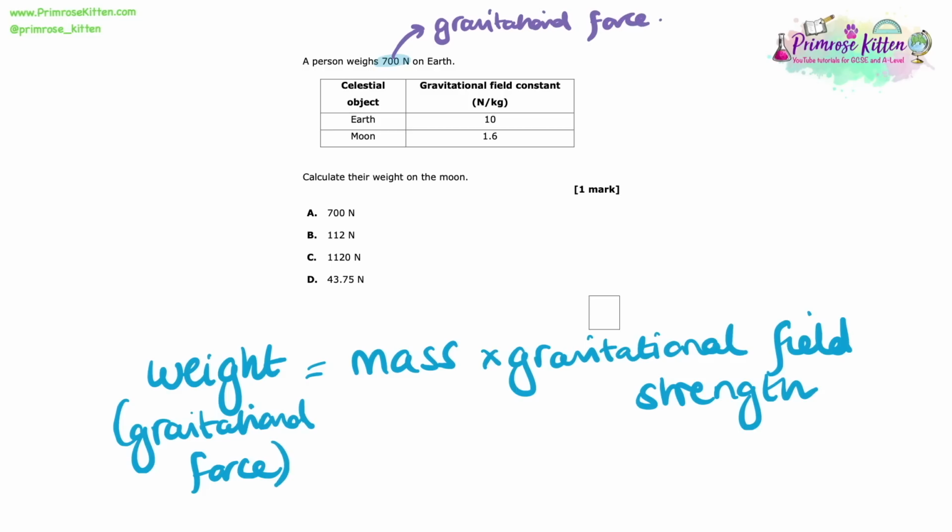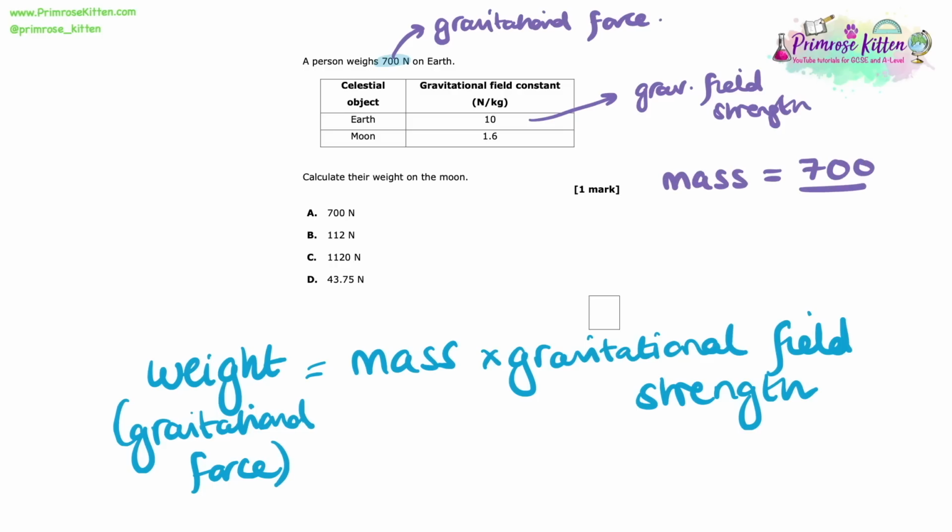We also know the gravitational field strength is equal to 10 on Earth. So that means that we've got enough information to work out the mass of this person. And the mass does not change whether we're on the Earth or the Moon, that stays the same. So that's the key to this question, finding the mass of this person and then using that to work out their weight on the Moon.